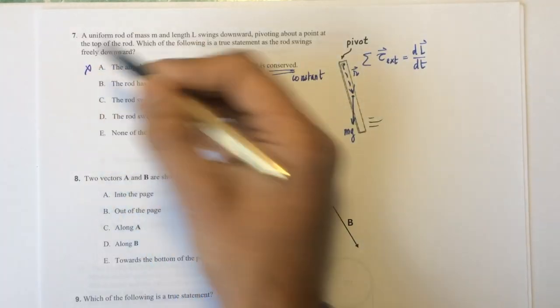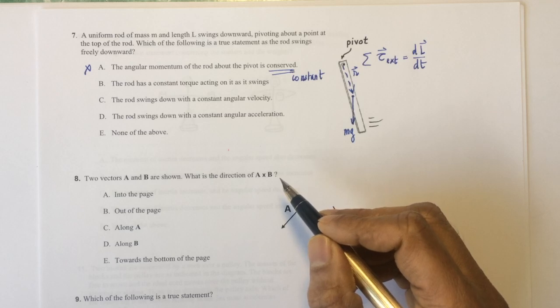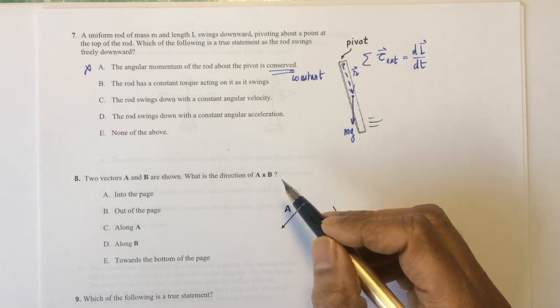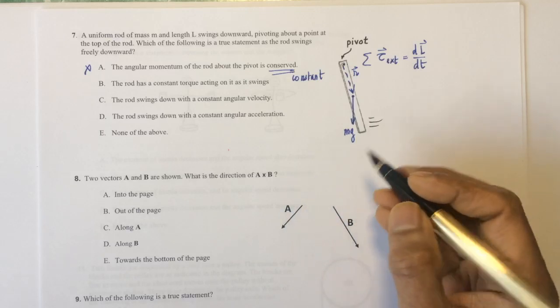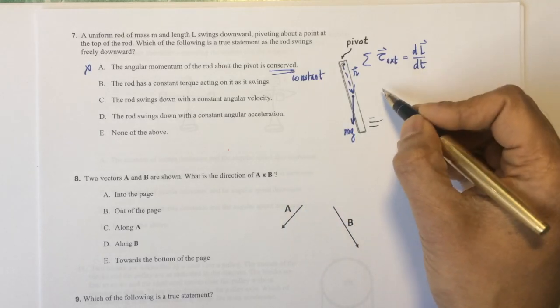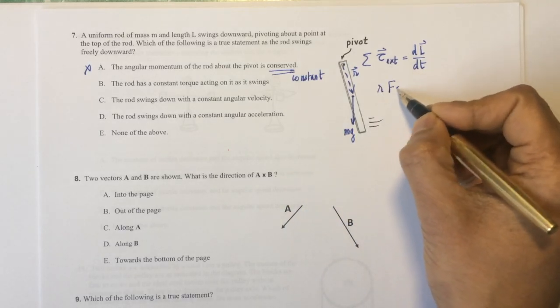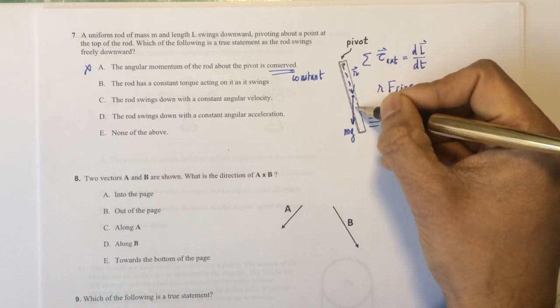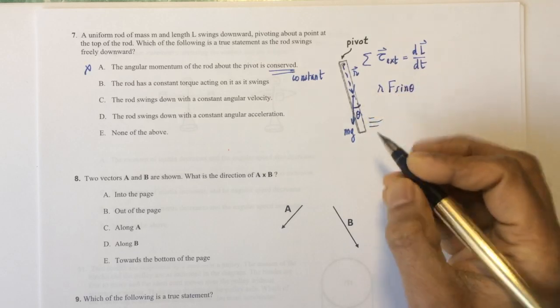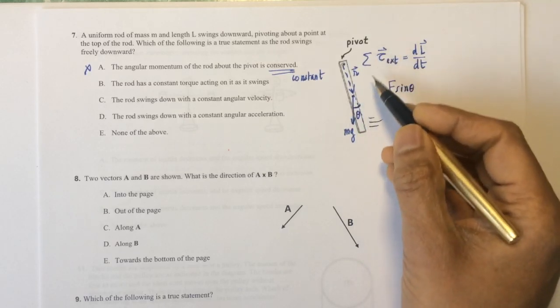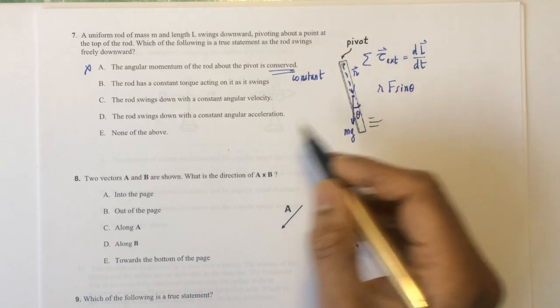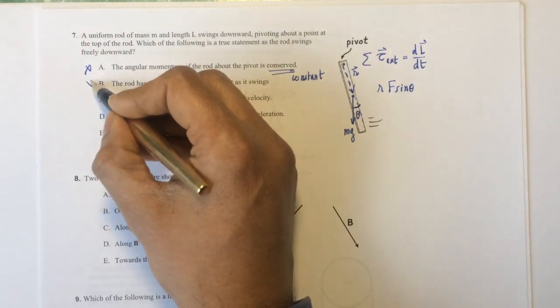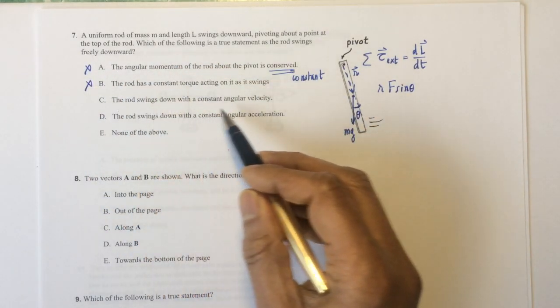So that's not true. The rod has a constant torque acting on it as it swings. Now that's also not true, because the torque magnitude is R F sine theta, where theta is the angle between R and F. This angle keeps changing as it swings down. It starts out being 90 degrees and then it ends up being 0. So that's not true either.